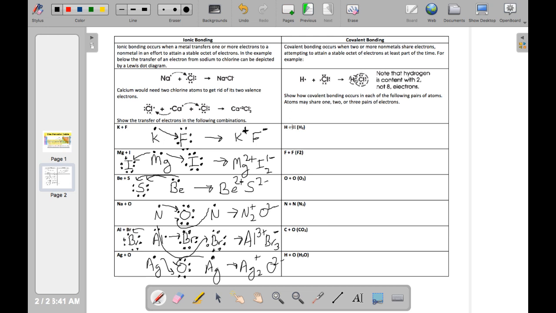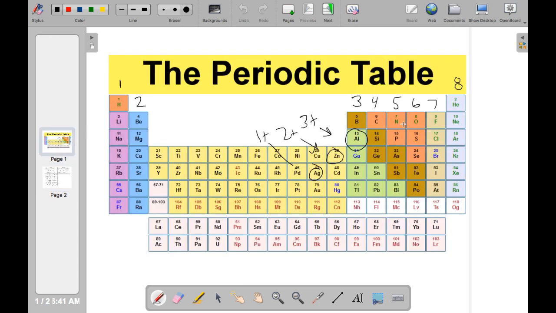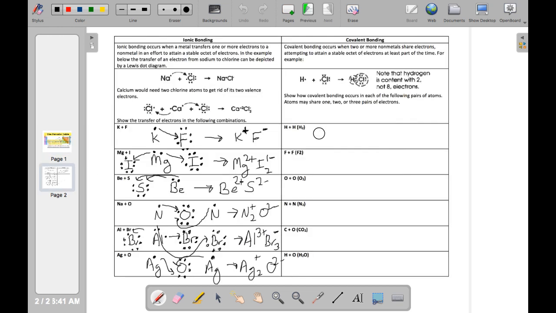So let's see what we can do down here. Notice these are all nonmetals. Covalent bonding happens between nonmetals on the right-hand side of the periodic table. So if you have metals and nonmetals, that's ionic bonding. That's a big difference you need to understand. So first of all, let's just put the valence in. We have hydrogen has 1. All right, plus hydrogen.